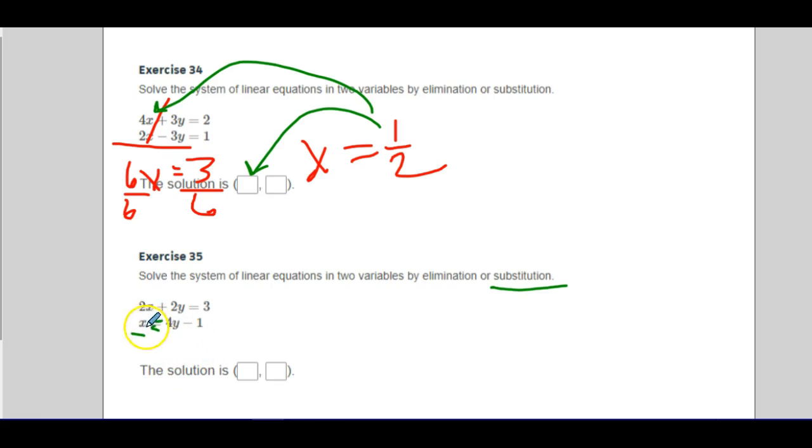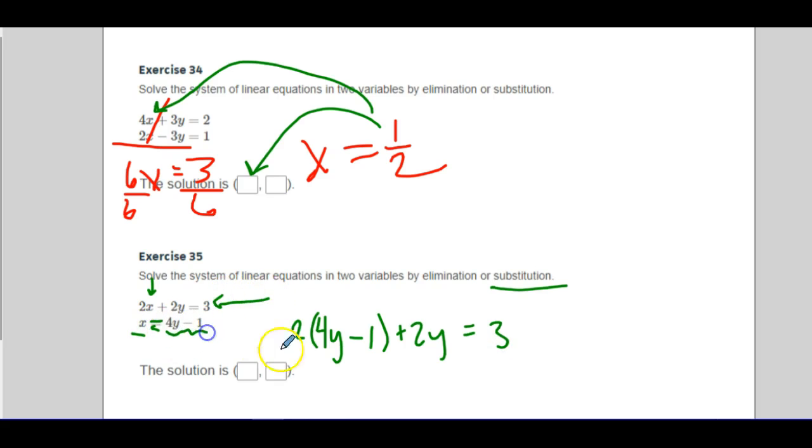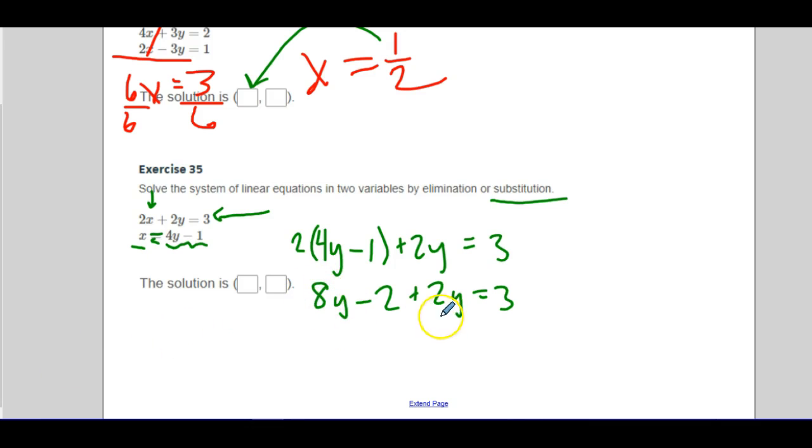So whenever I have substitution, I have something equals something. Now I see I also have an x up here. So anywhere above, I'm going to replace that x with what I have down below. So 4y minus 1 plus 2y equals 3. I literally just took my top equation, and instead of x, I put this down here. So now I can distribute. So 2 times 4 is 8y minus 2 times 1 is 2 plus 2y equals 3. So then I've got 8y plus 2y, 10y minus 2 equals 3.